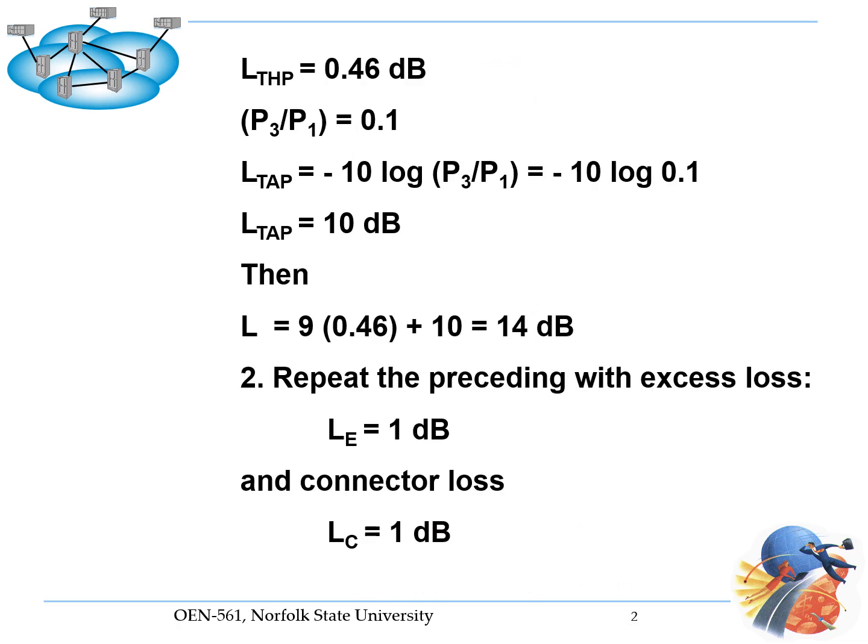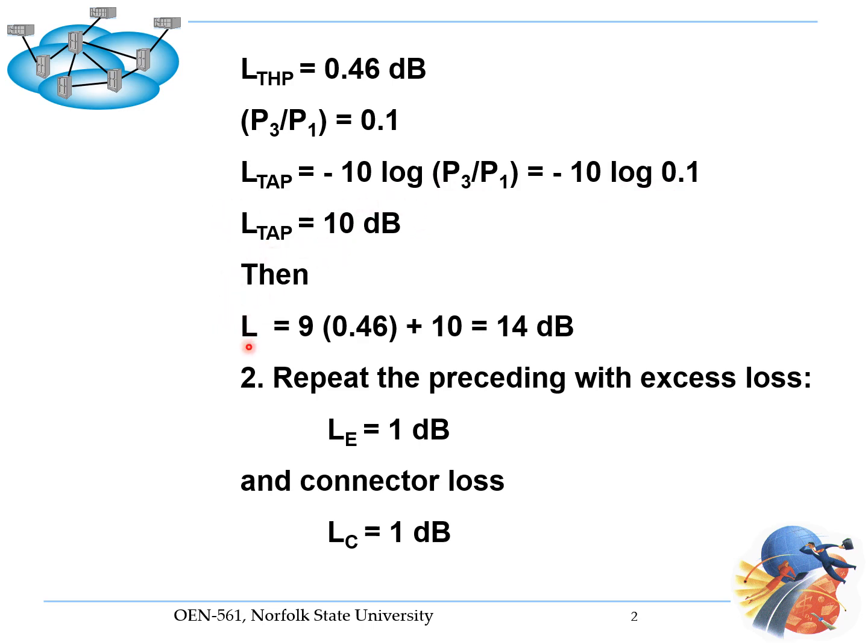Minus 10 times logarithm of 0.9 equals 0.46 decibel, and the ratio of P3 to P1 is 10% or 0.1. Plugging it into the expression for the tap loss, we have minus 10 times logarithm of P3 over P1, which is logarithm of 0.1. We have the tap loss of 10 dB.